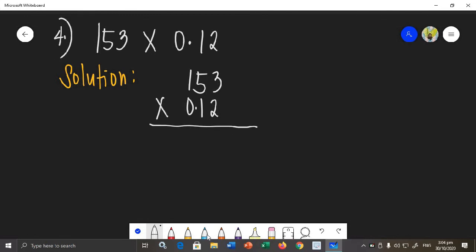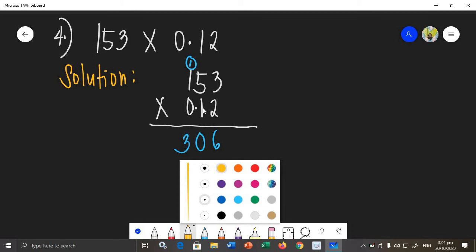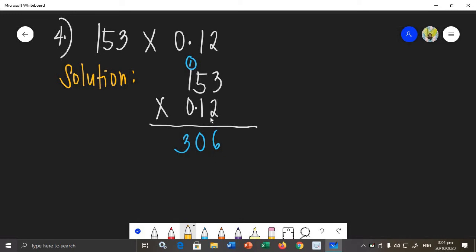And then, right after writing it in vertical form, not minding if the place values are aligned, we should multiply them. Okay? So, we should start with 2. So, 2 times 3, that is 6. 2 times 5 is 10. We should carry 1 here. So, 2 times 1 is 2 plus 1, that is 3. Okay? And then the next one, we should distribute 1. Okay? We should multiply 1 by 3. So 1 times 3, that is 3. Okay? And then 1 times 5 is 5. 1 times 1 is 1.